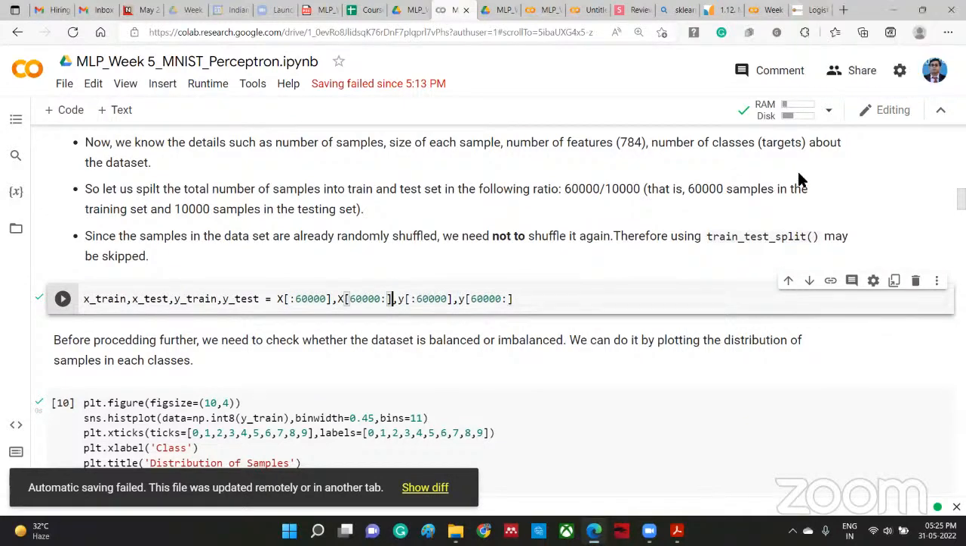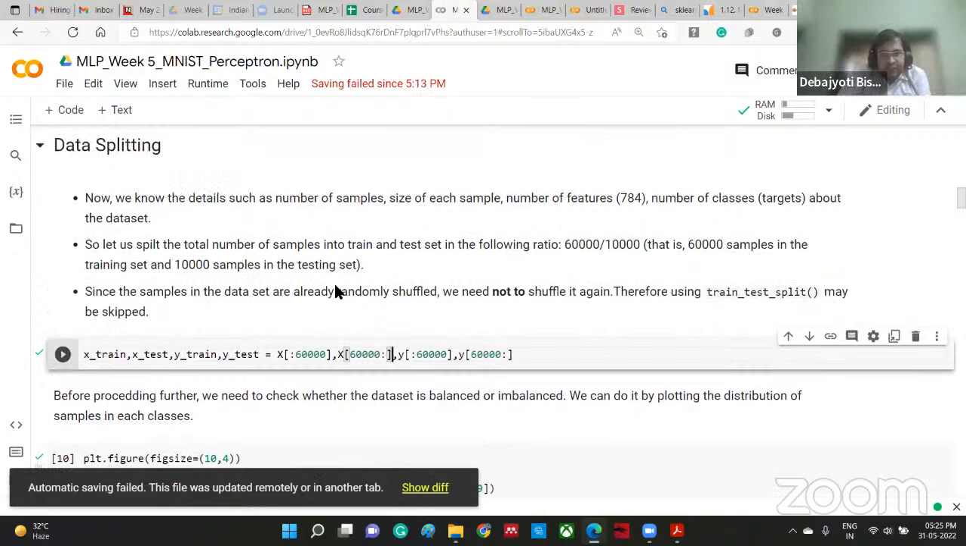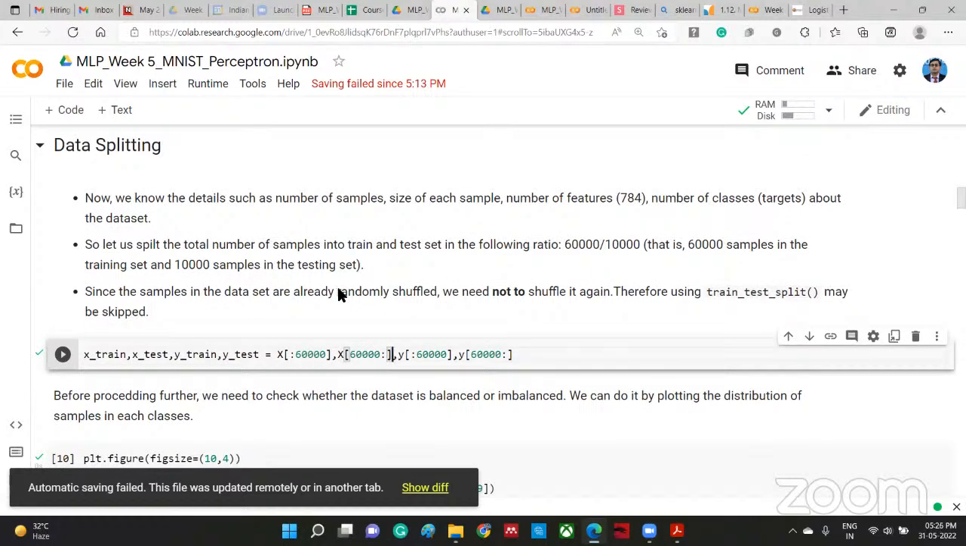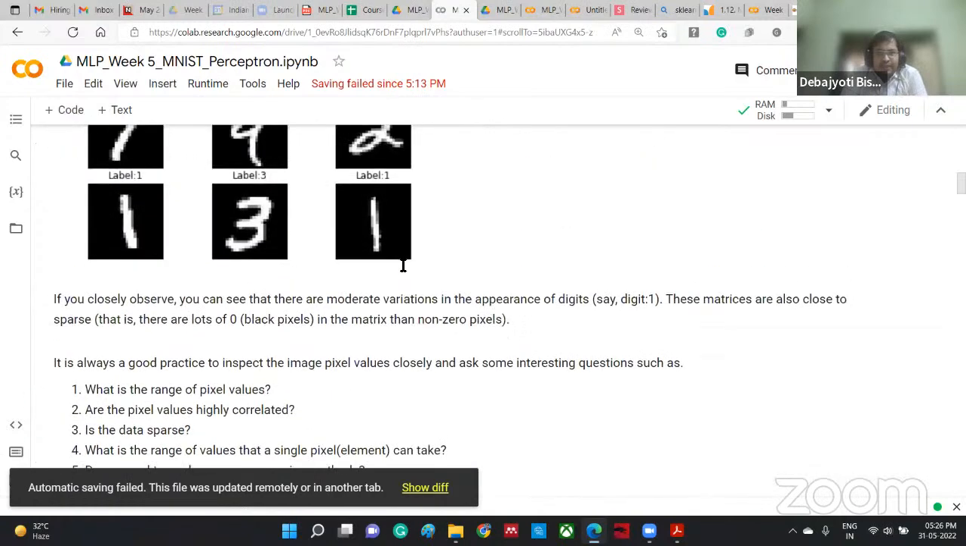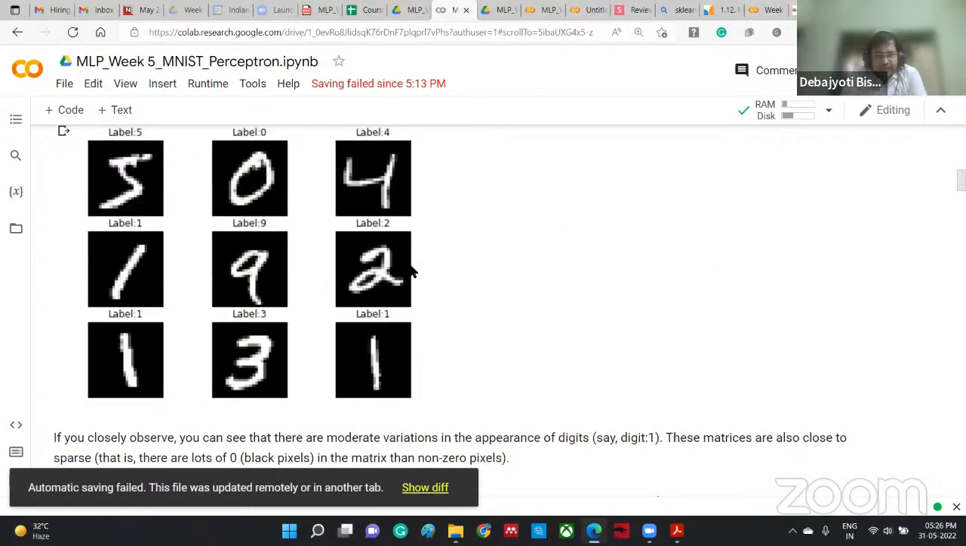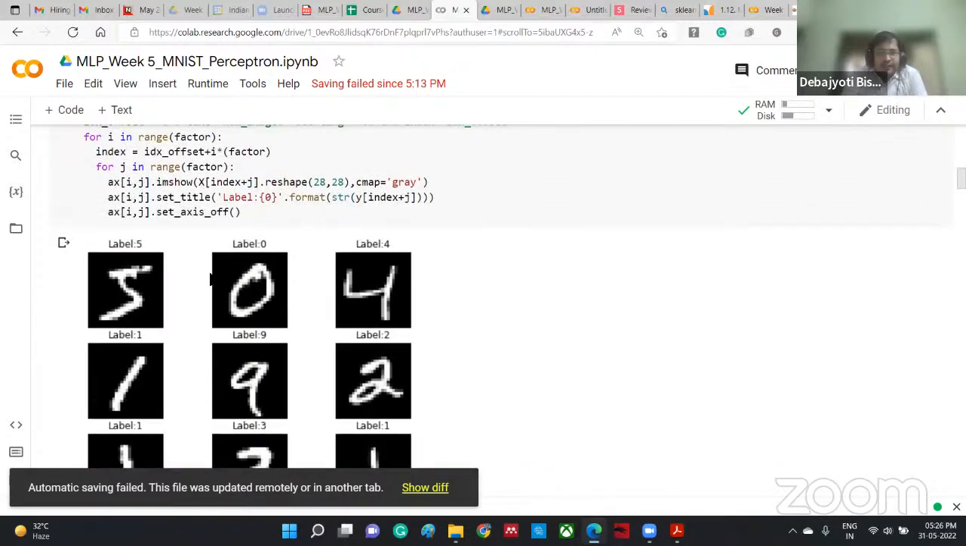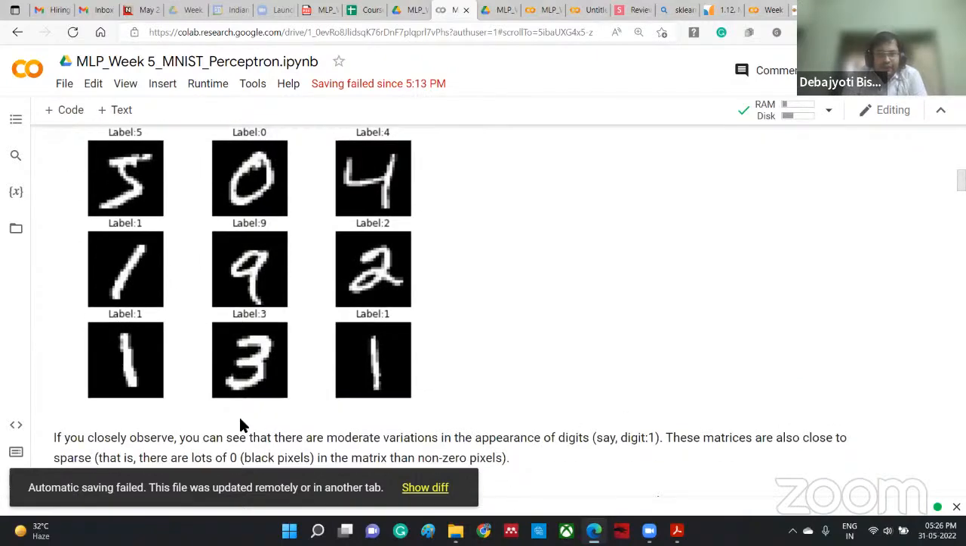Someone wants to say something? Yeah, how come it is already shuffled? So it is randomly shuffled in the data set itself, sir. Okay. So that came with the data set itself. Okay, okay. I mean, the images are not properly organized. So properly organized would mean there is 5, then 0, then 4, 1, 9, 2. So there's a shuffling that is done.